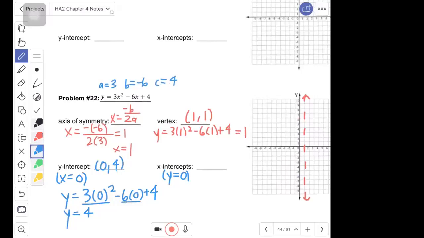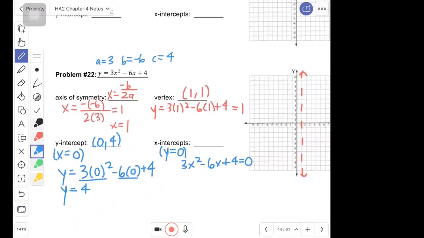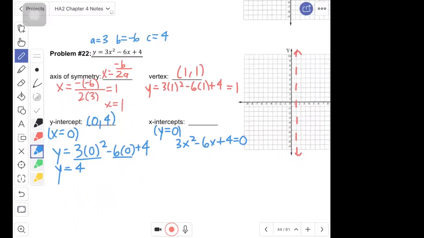Lastly, for our x-intercept, we're setting y equal to 0. So we have this quadratic, and it's equaling 0. We saw we can't factor easily, so let's use the quadratic formula. We have x equals negative b, we have that double negative here, plus or minus square root b squared minus 4ac all over 2a.